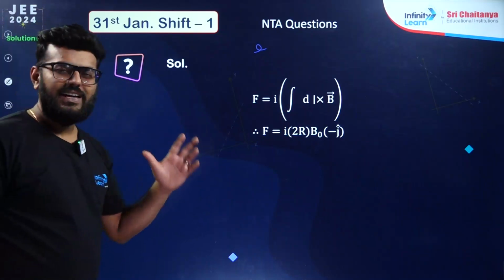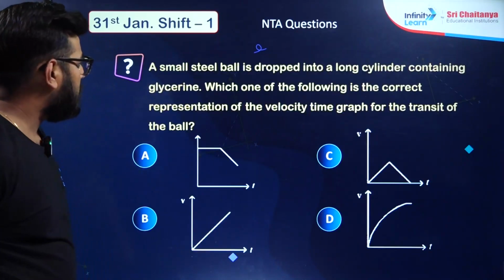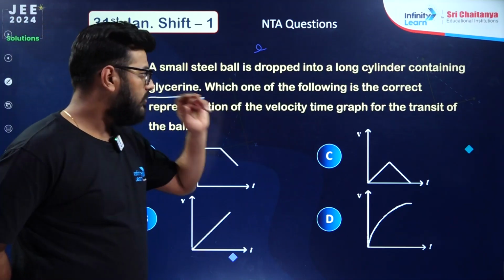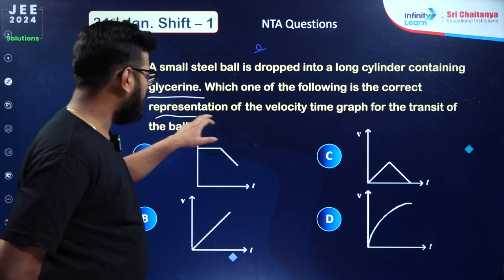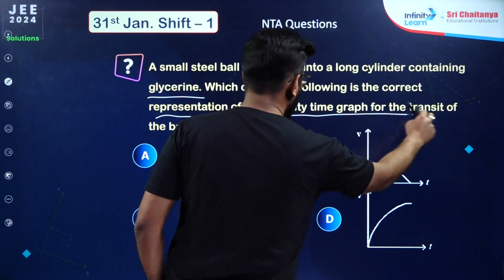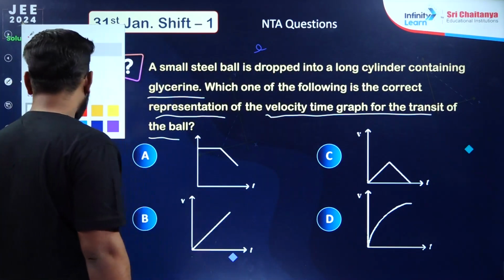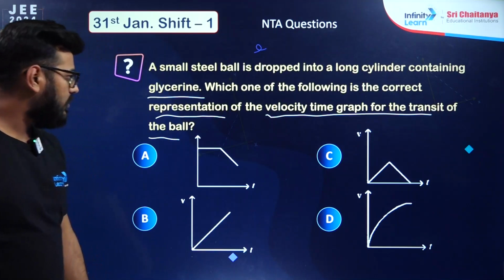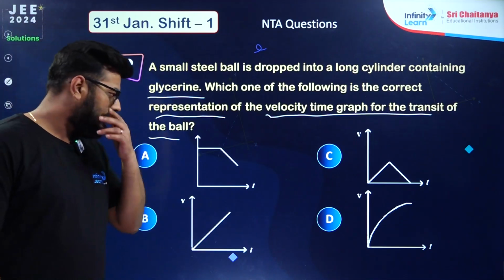So this is the correct answer over here. Simple problem, I L cross B. Then a small steel ball is dropped into a long cylinder containing glycerine. Which one of the following is the correct representation of the velocity time graph for the transit of the ball? So the graph between velocity and time, which one of the following is actually the correct graph?